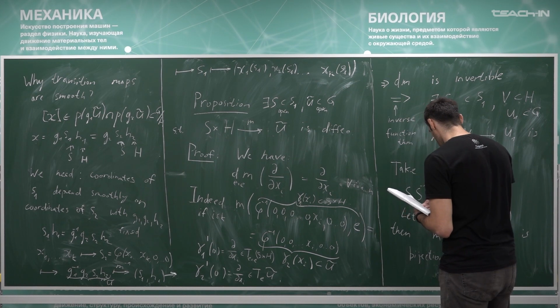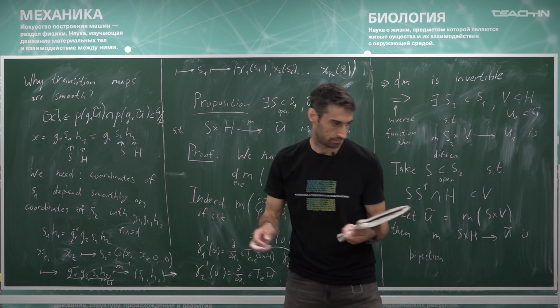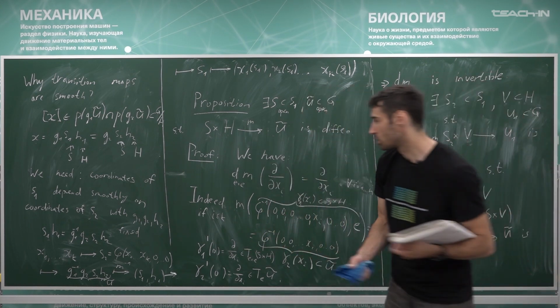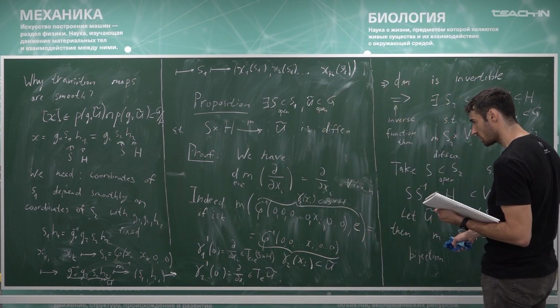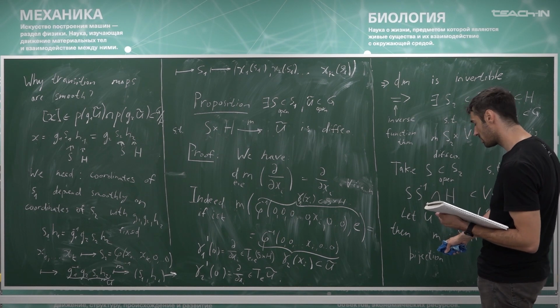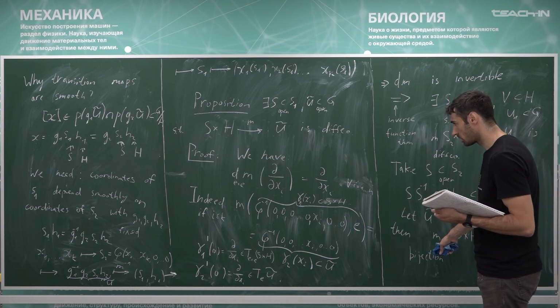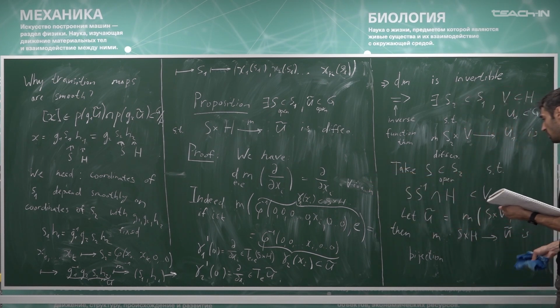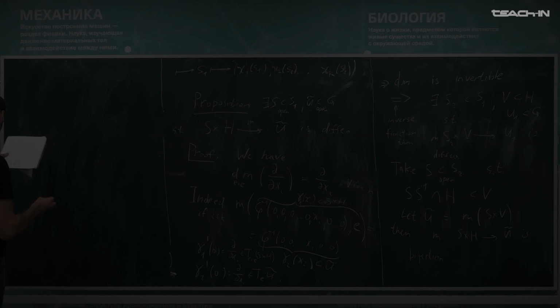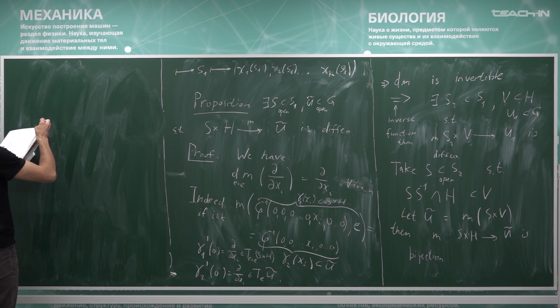Okay, let's see why. So this is indeed already what we need. If we prove that it's a bijection, then we are done, right? Because then it's a bijection, and at each point the differential is invertible, so it's really a diffeomorphism then. So why is it a bijection?